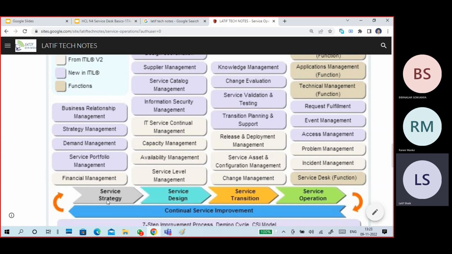Guys, service strategy means you start a business or your business is going on. You plan to design a service. You want to give a particular service. I will explain in terms of constructing a building. You want to construct a building. Okay. Everybody knows how to construct a building, right?